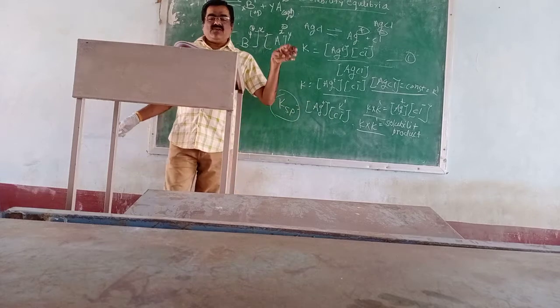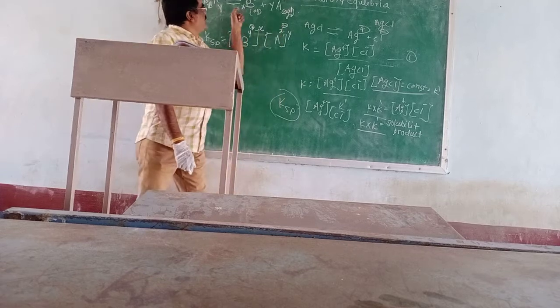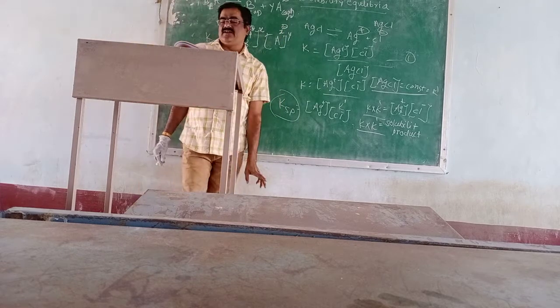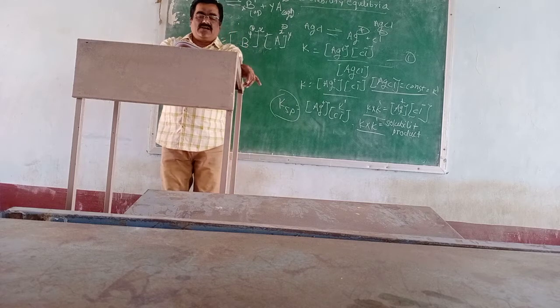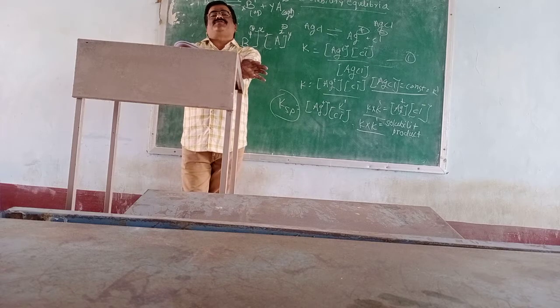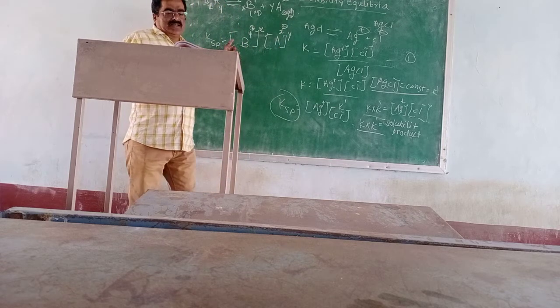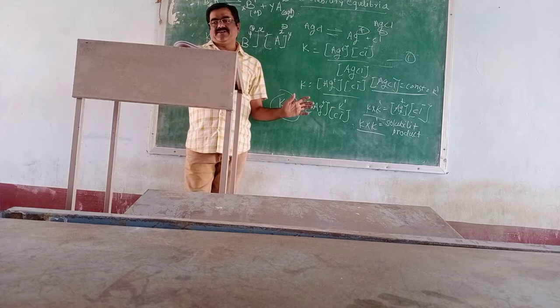Then for the general salt solubility equilibrium, from this general equation we can say that in the saturated solution of a sparingly soluble salt, the product of the equilibrium concentrations of the constituent ions raised to the power equal to their respective coefficients in the balanced equilibrium expression at a given temperature is called the solubility product.